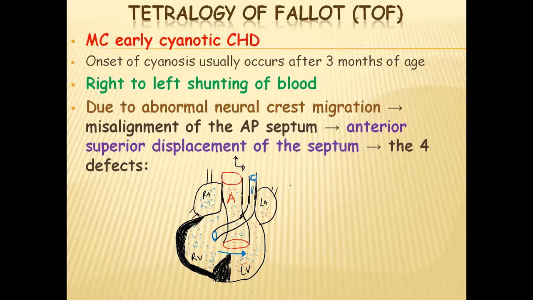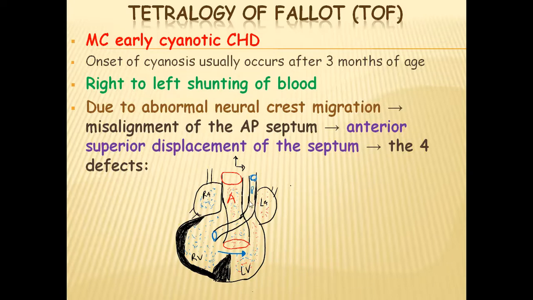And then what's the major problem here? This is due to abnormal neural crest cell migration, and this leads to misalignment of the aorticopulmonary septum, leading to anterior superior displacement of the septum. And there are 4 defects that we see as a result of this misalignment. So if we look at this diagram, we can see that the aorticopulmonary septum, right, has been moved anteriorly and it also has been displaced superiorly.